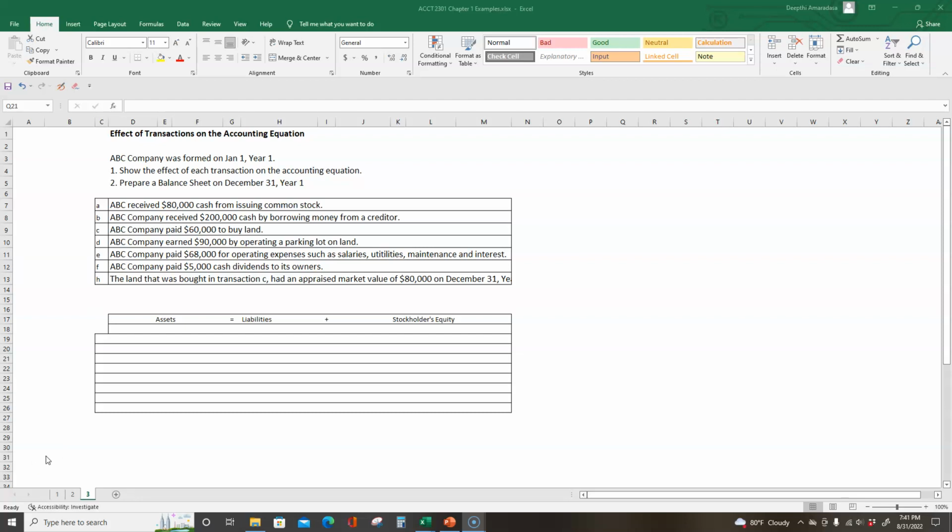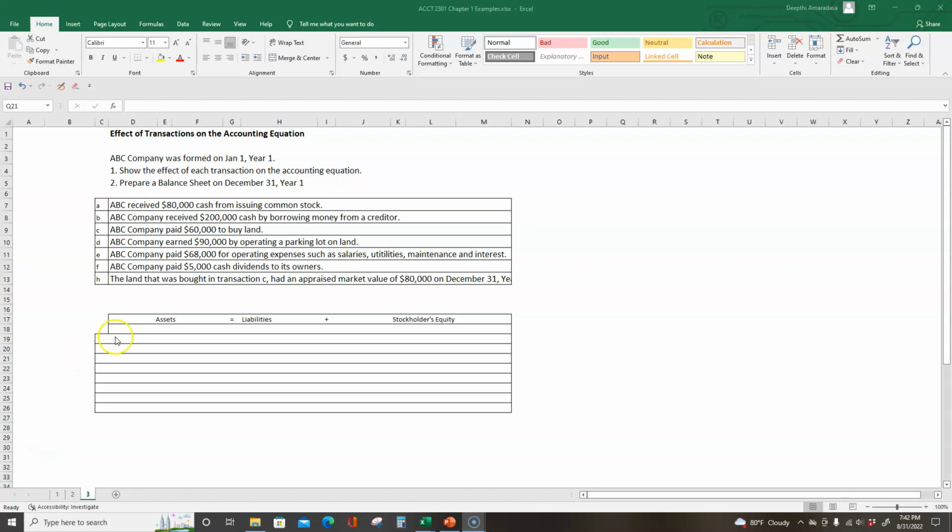It says ABC received $80,000 cash from issuing common stock. So what does this mean? There was an investor who gave $80,000 in cash to the company, and in exchange we issued a certificate of ownership, and we call those common stock. So let's see how this transaction affected the accounting equation.